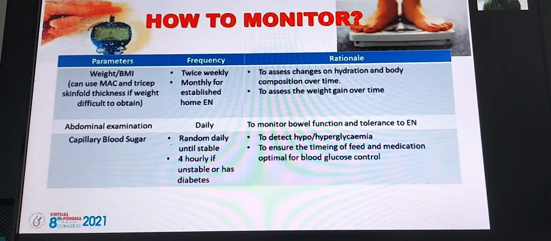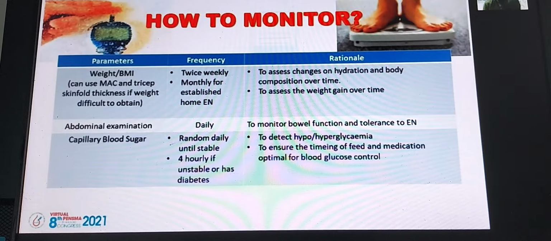The next parameter is weight or BMI. For those patients who have difficulty obtaining the weight, we can use their mid-arm circumference and triceps skin fold thickness to estimate the weight. It should be done twice weekly for those patients who are on short-term nutrition, but monthly for those patients who are on long-term home-based EN. The reason we need this is to monitor changes in hydration and body composition over a period of time. At the same time, we want to see that the patient is gaining some weight over a period of time.